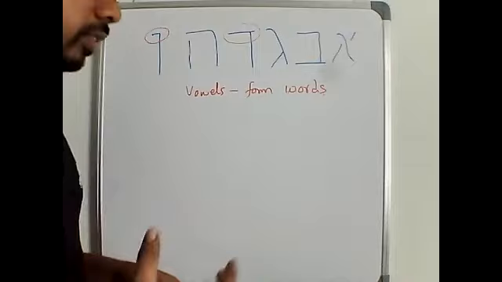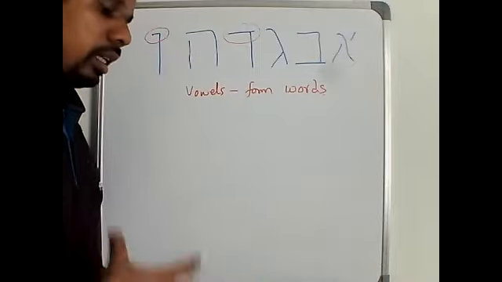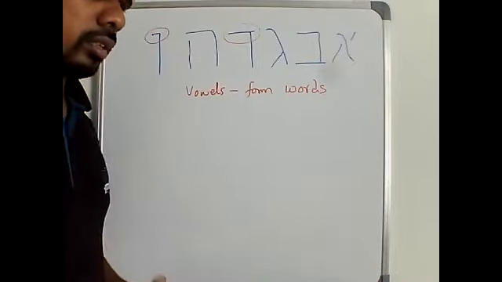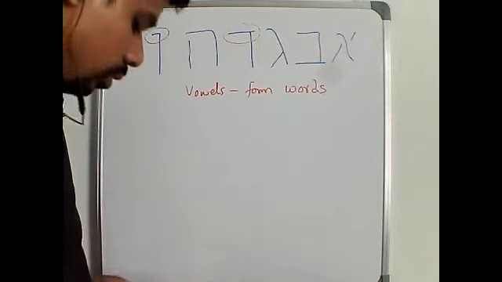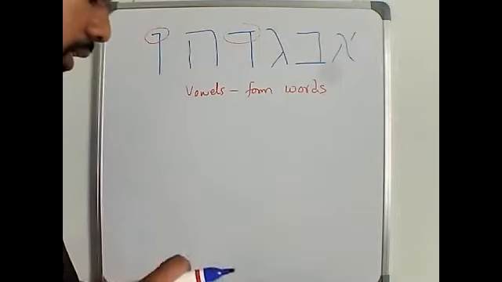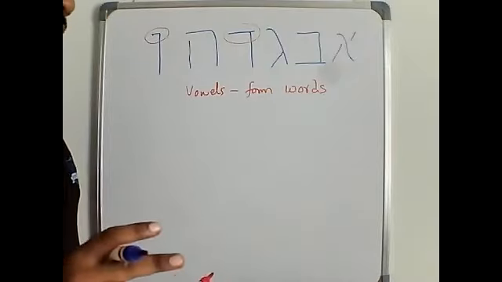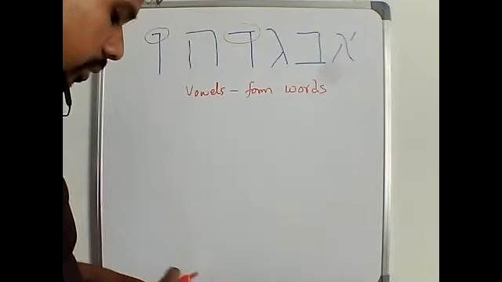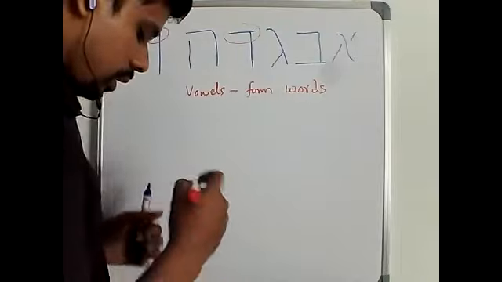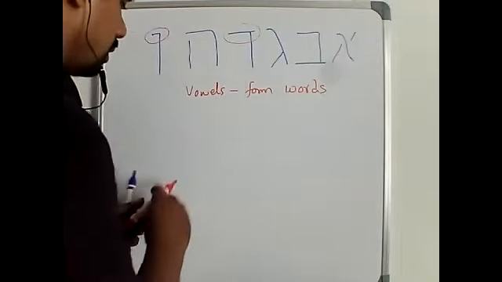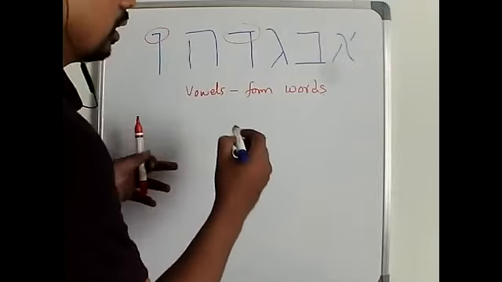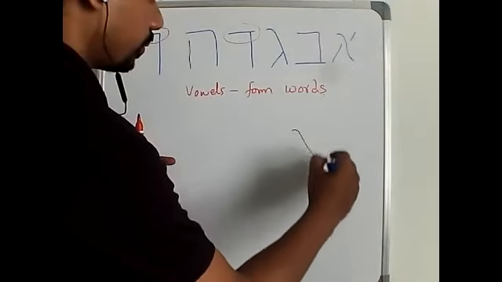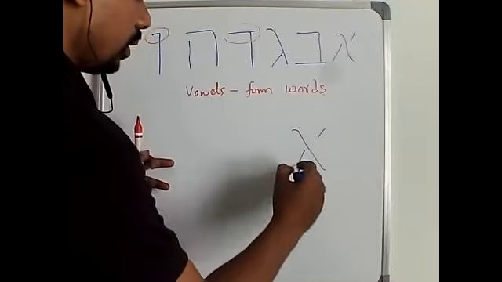Now, when we add vowels, we can actually pronounce and give a sound to the letter. So now we will be learning two vowels today. The sound of this vowel, these two vowels. Wait, let me use Aleph. Okay, Aleph.